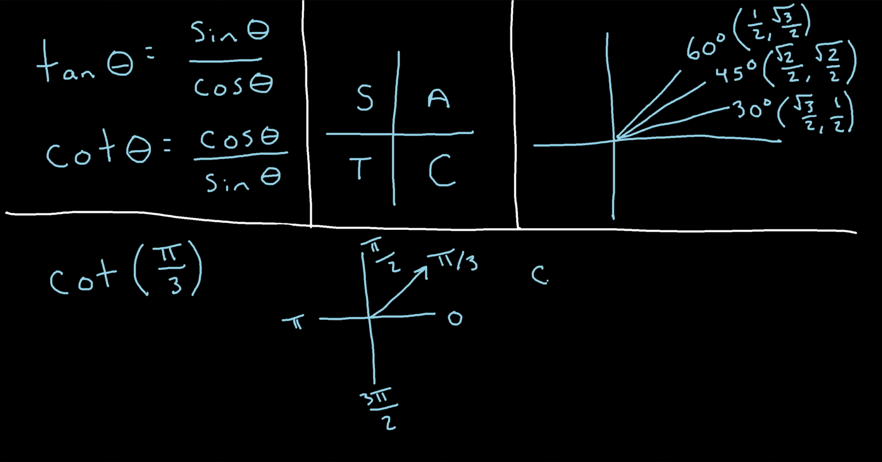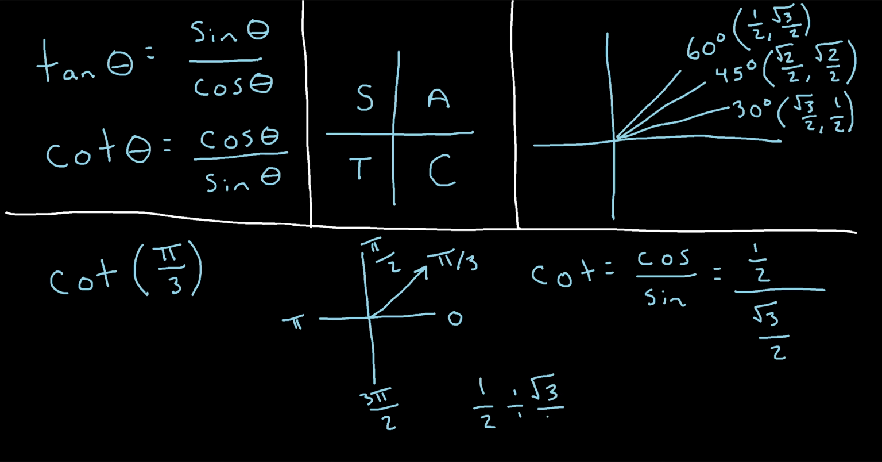So we said that the cotangent is equal to the cosine over the sine. So the cosine at pi over 3 is the x value, so that's 1/2, divided by the sine is the y value, so that's square root of 3 over 2. So if we want to rewrite that, we can say 1/2 divided by the square root of 3 over 2. And remember, when we divide by fractions, that's the same as multiplying by the reciprocal. So 1/2 times 2 over root 3. So when we multiply, these 2's will cancel out. We'll be left with 1 over the square root of 3.